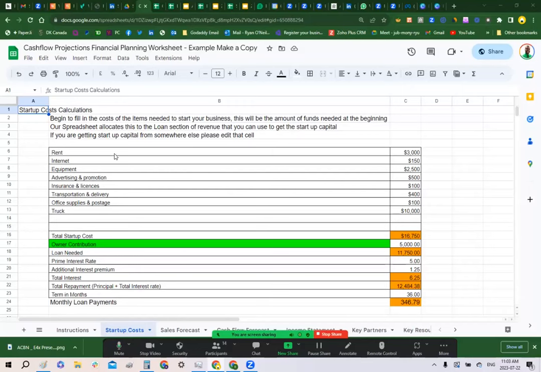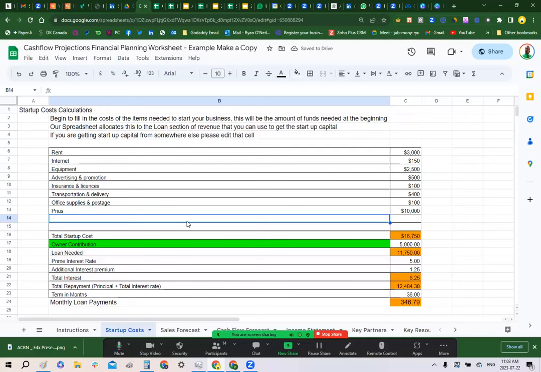So as an example, I put that we have to pay for rent, so we want to rent an office. We're going to have internet. There's a certain amount of equipment that we need to buy for the company, and then we put the cost here. There's a certain amount of advertising that we're going to do at the beginning. We do need insurance. We're going to be driving around the city, so we need to pay for gas. There's some office supplies, and we're buying, actually, it's not a truck, it's a Prius. So, a car.